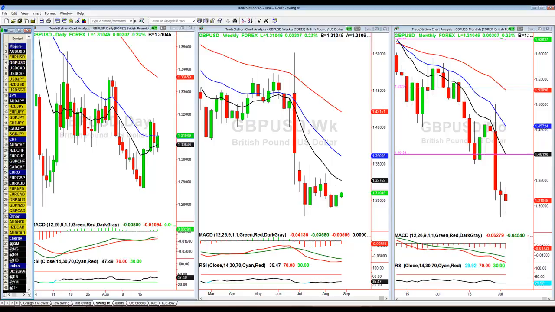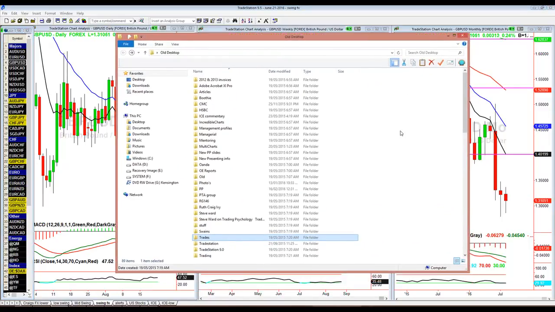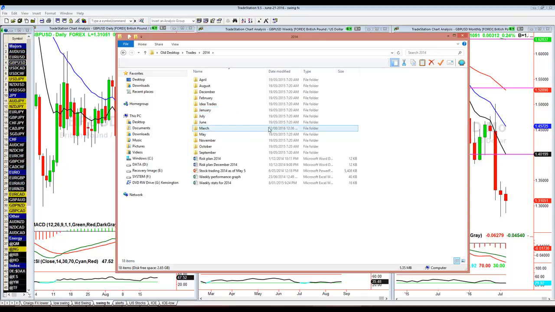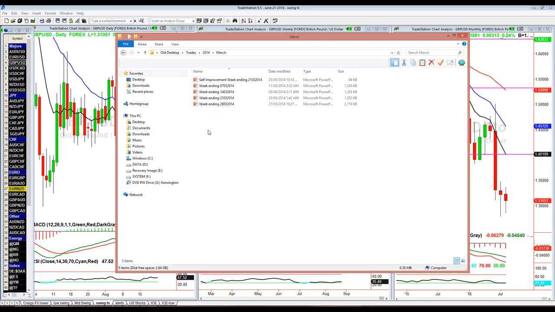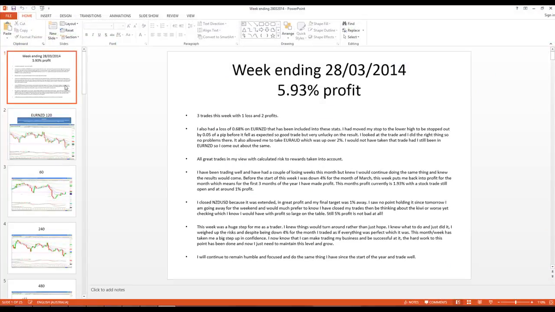The second of the 3Rs is reporting. Reporting is something that a lot of people don't do. Okay, so I've got everything in here, right? I'll have a look here. Trades is one of my things. Folders. Jump into 2014, just randomly March, and just jump on the last one, whatever that is. And you can see, right, so here's my reporting.